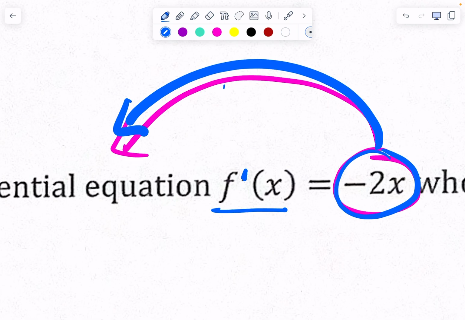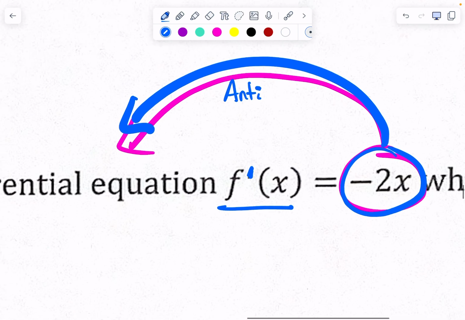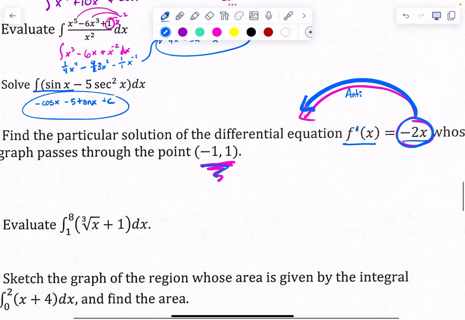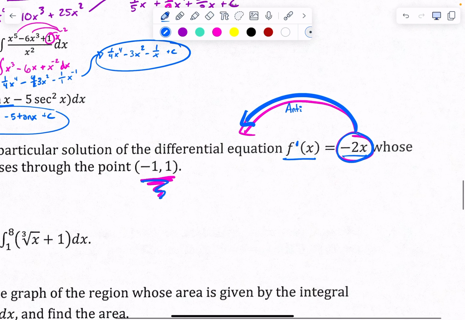The antiderivative. So I'm going to take the antiderivative of the derivative to get back to the original, right? I want to take the antiderivative of negative 2x, and I want the particular solution that passes through (-1, 1). What does that mean? We plug that in at the end.